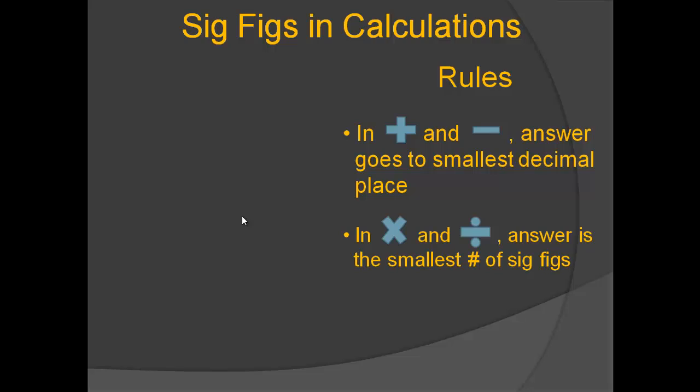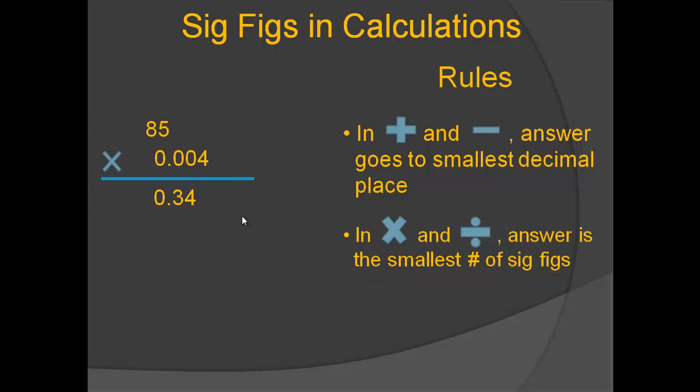In multiplication and division, it's a little bit easier. The answer has to go to the smallest number of significant figures. Last week, we learned how to determine how many SigFigs a number has. And now when we multiply or divide numbers, we look at both of the numbers and say, okay, which one has the smallest number of SigFigs? And we report our answer to that number of SigFigs.